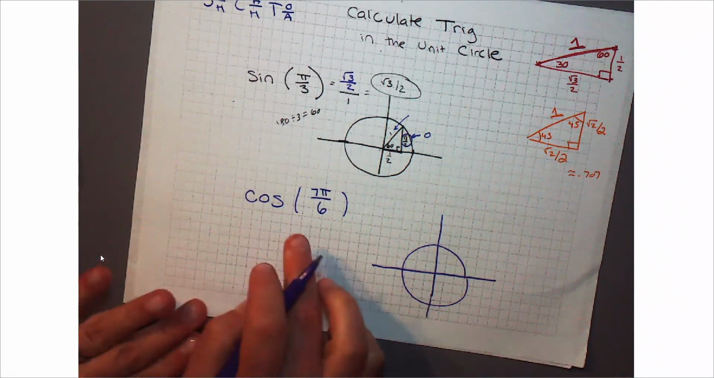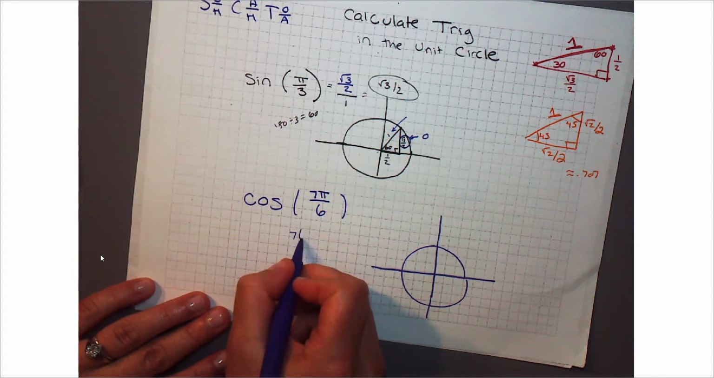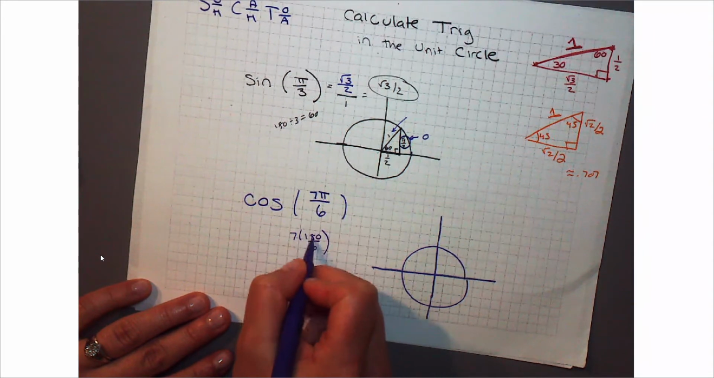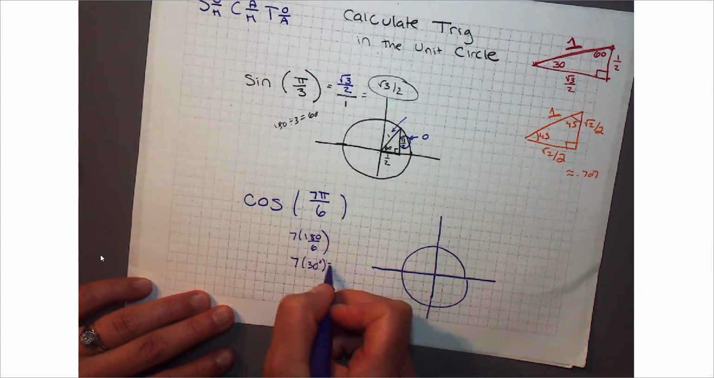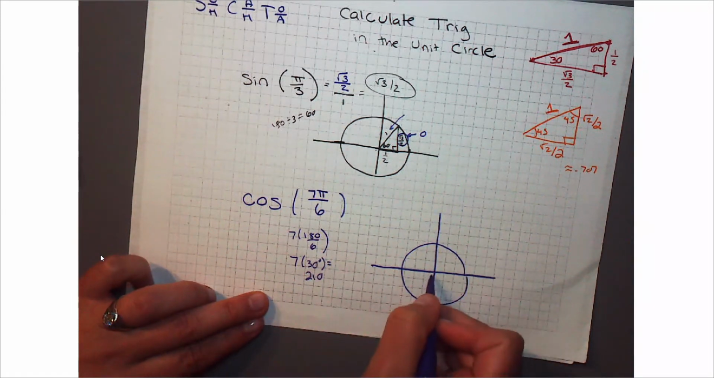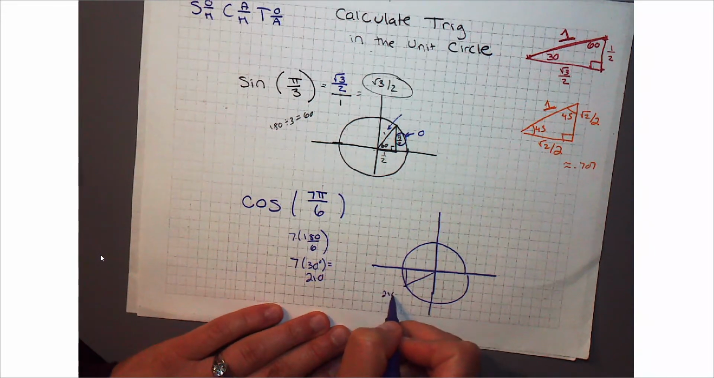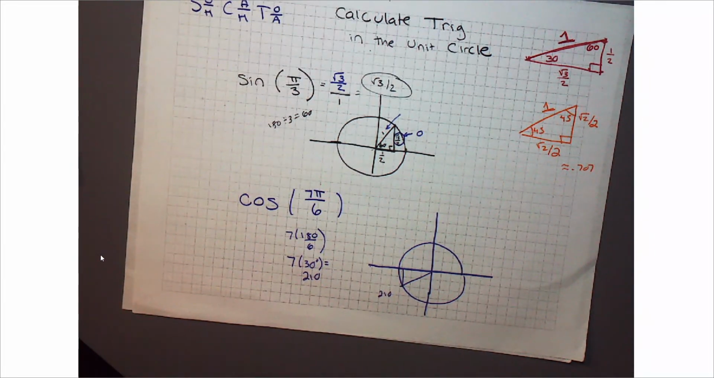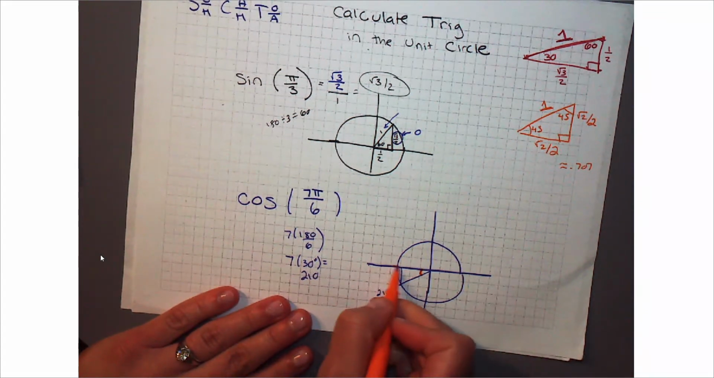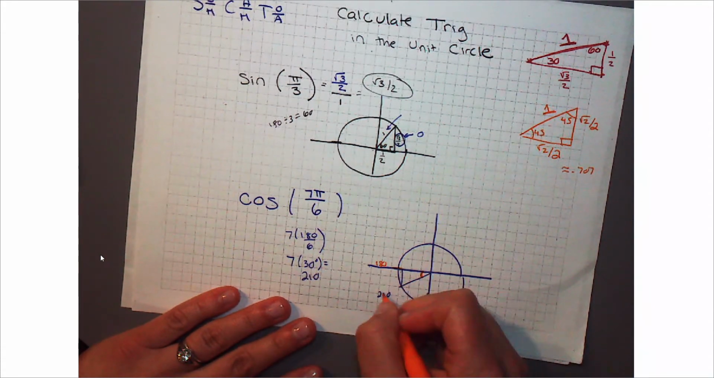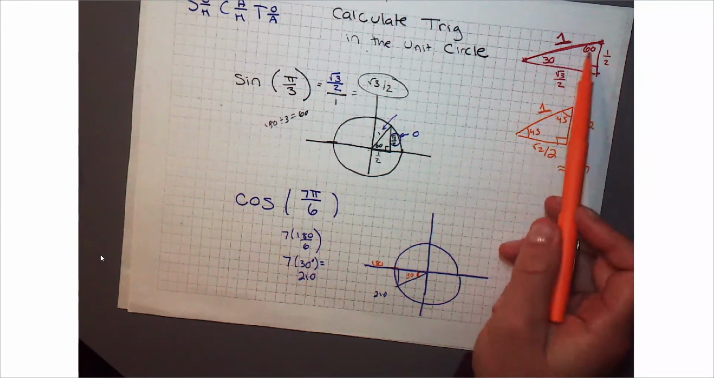7 pi over 6. So if you don't already know what angle that's going to be, we can do 7 times, so 180 divided by 6 is 30 degrees. This is 7 times 30 degrees, which is 210. Okay, so 210 degrees. So the question is, what angle will that be? Like, what angle is this right here? Well, I know this is 180. So from 180 to 210 is 30 degrees. So that means we're going to be using our 30, 60, 90 again.